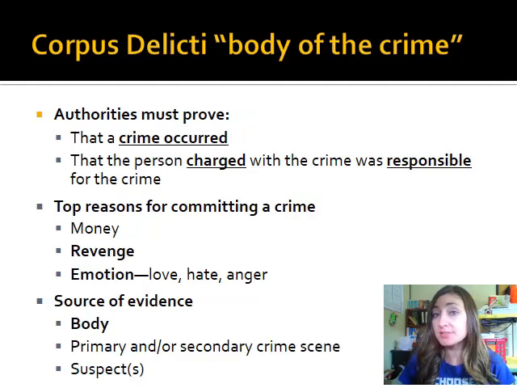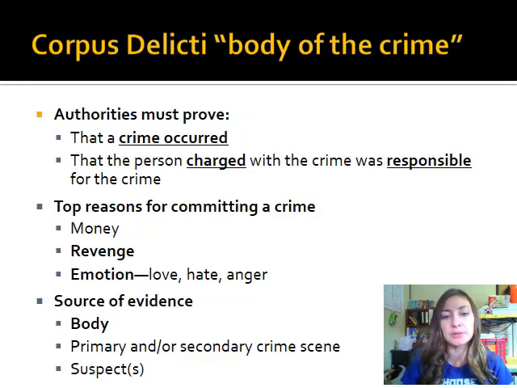Authorities have to prove first that a crime occurred and that the person who is charged with the crime was actually responsible for the crime. And collecting evidence at a crime scene is what allows us to not only prove the crime has occurred, but also prove we have the right suspect.